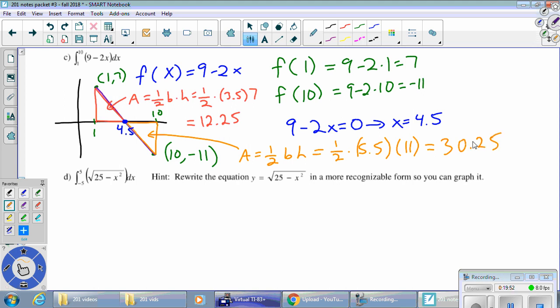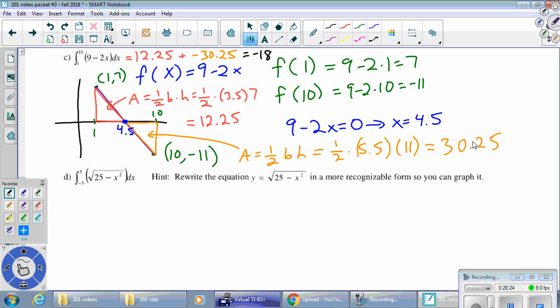But we're looking for the integral here, which means signed areas. So the 12.25 red triangle is positive because the red triangle is above the x-axis. But the 30.25 orange triangle we need to treat as a negative because it's below the x-axis. So this equals the 12.25 positive plus, and then we're going to put a negative in front of that 30.25. And so the final answer here, 12 minus 30, that's negative 18.